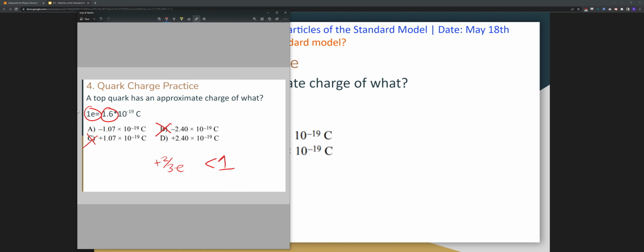And if 1e is 1.6, well, the only... hold on, I crossed out that thing right there. It's not A or B. Well, again, it's positive 2/3 e. The top quark has a charge of positive 2/3 e, which is less than 1. And if we know that 1e is 1.6, then something less than 1 has to be choice C, right? 1.07. Alternatively, you could just have done this through math. So you have positive 2/3 e multiplied by 1.6 times 10 to the negative 19, and you'll get the letter C as your answer.